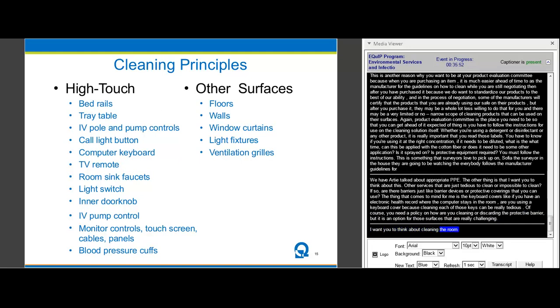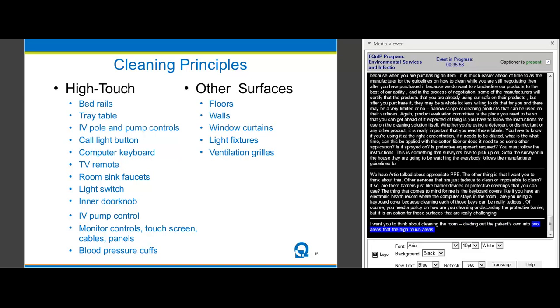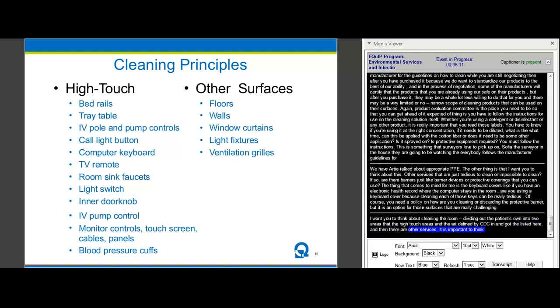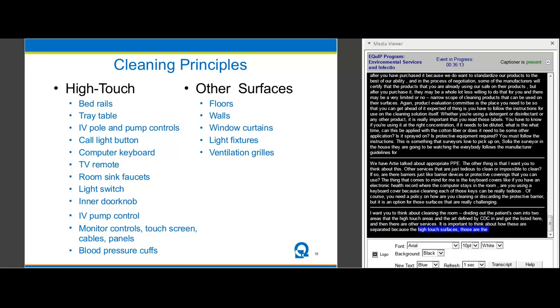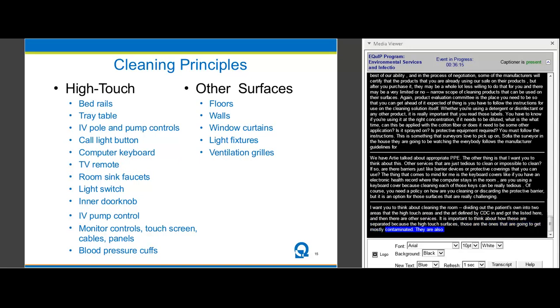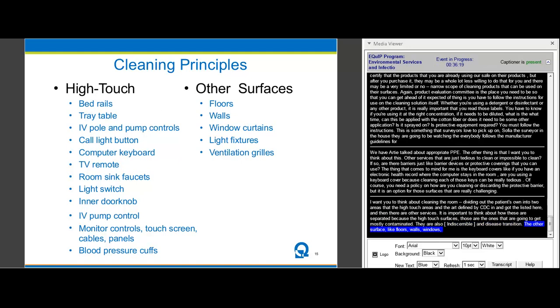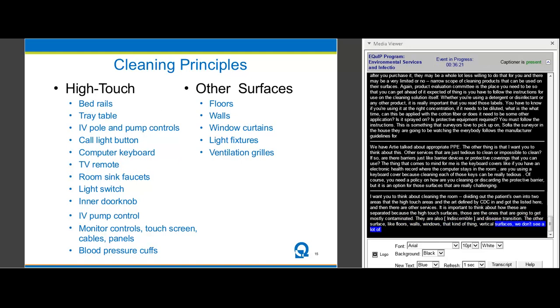So the high-touch areas, and these are defined by CDC, and I've got them listed here, and then other surfaces. It's important to think about how these are separated, because the high-touch surfaces are the ones that are going to get mostly contaminated. They're also the ones most likely implicated in disease transmission. The other surfaces, like the floors, the walls, the windows, the vertical surfaces, we don't see a lot of disease transmission from those areas because the pathogens don't readily adhere to those areas.